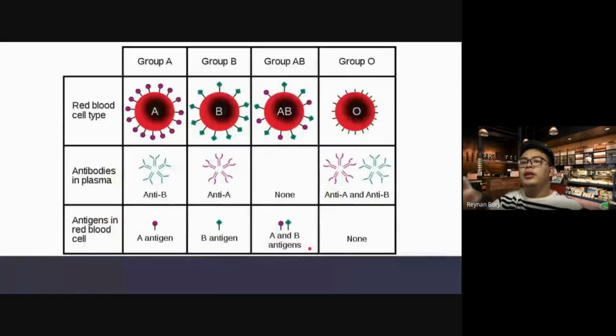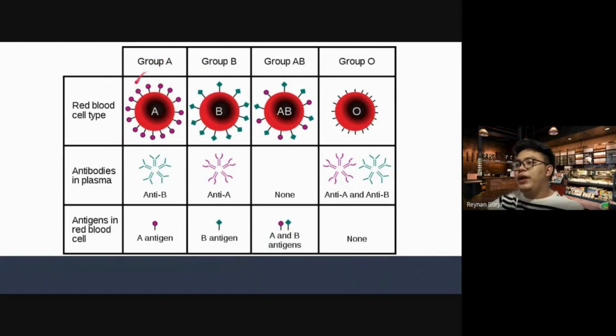Okay? Next, himayin natin yung each blood group. Meron tayong red cell type, which is your, di ba yung 4, sinabi ko sa ABO system. Your group A, group B, group AB, and group O. Tama. So as you can see here, your color pink na bilog is your A antigen.